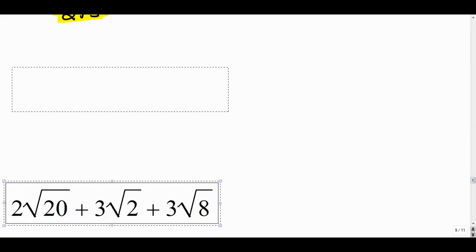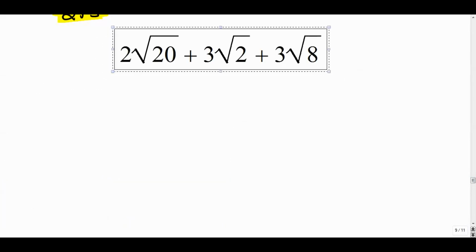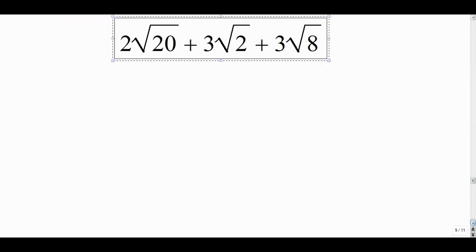What happens if you have something like this? Bring this right here. We've got 2 radical 20 plus 3 radical 2 plus 3 radical 8. If you look at our radicands, we don't have like radicands. So right now we can't just add these together. Our first task is to get all of these radicands to be the same.